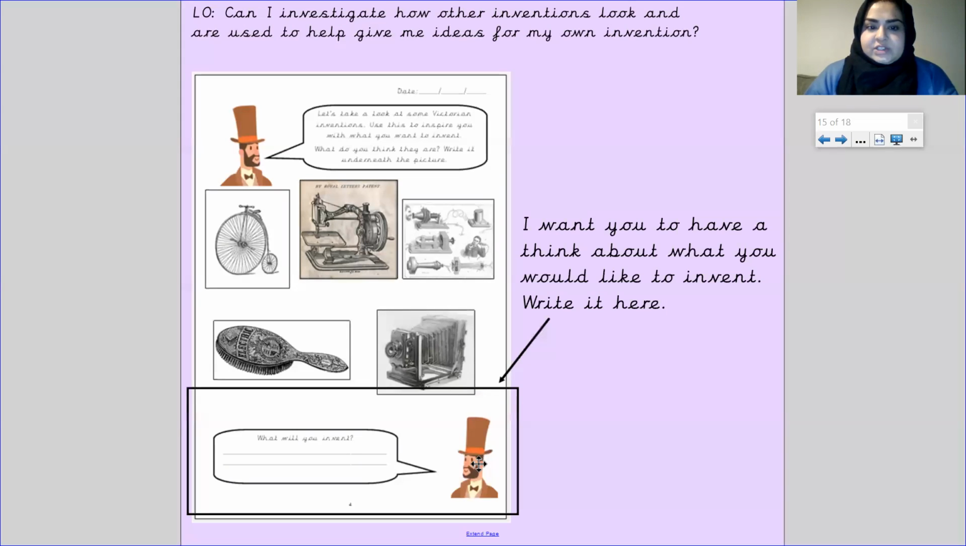Now, your task is to have a think about what you would like to invent and write it here. Obviously, you don't have the sheet, but over here in class, you would have written what you want to invent. So in the books that you've made, have a section where you can write down what you would like to invent and why and what it would be used for.